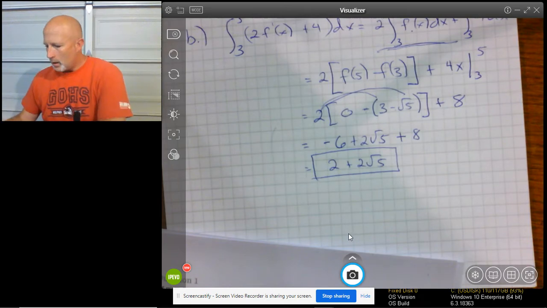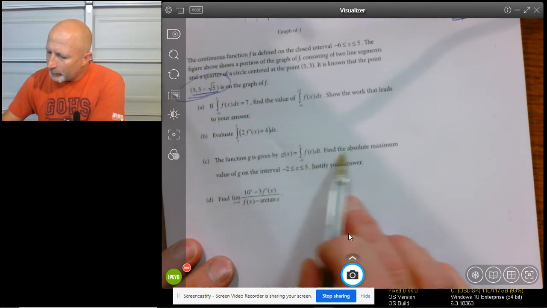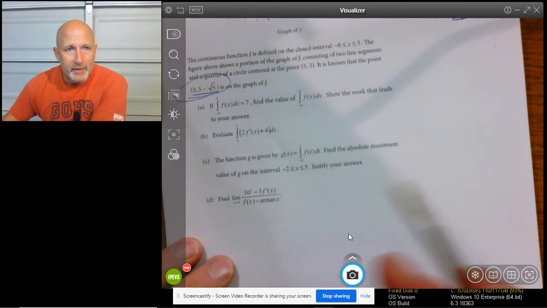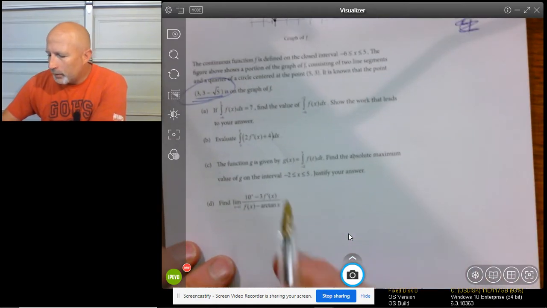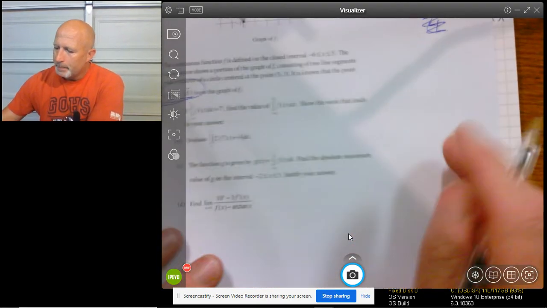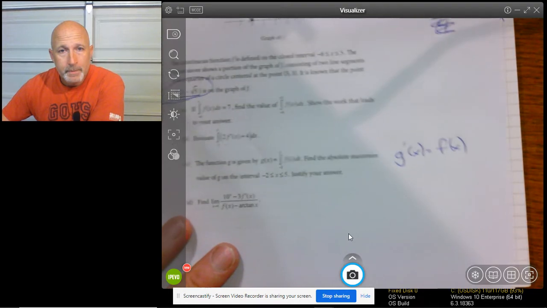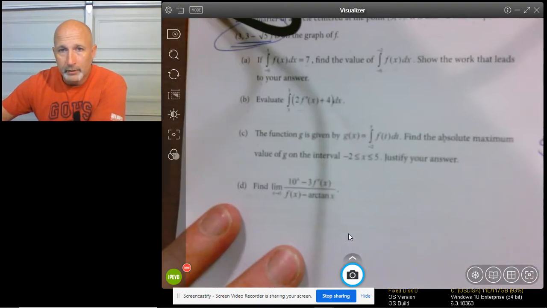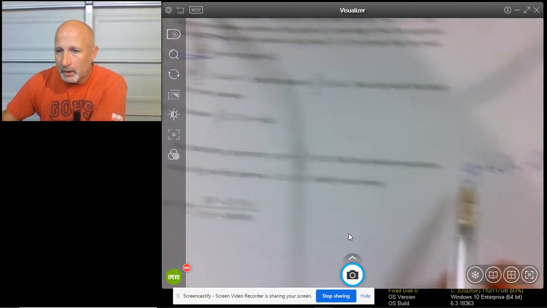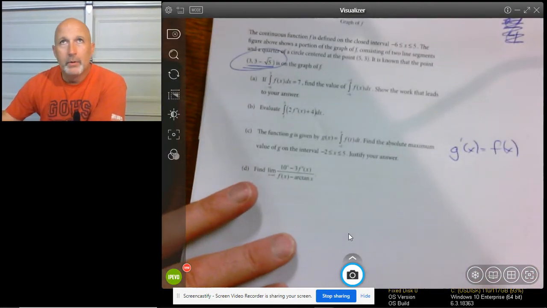Okay, moving on, part C. The function g is given by this equation. Find the absolute maximum value of g on the interval from negative 2 to 5. Okay, so absolute maximum value. The key here is I need to know what is going on with g prime, right? So g prime of x is equal to f of x by the second fundamental theorem of calculus. There's the integral of f of t dt. So by the second fundamental theorem of calculus, I know g prime of x is equal to f of x.